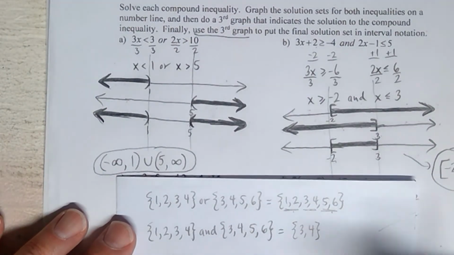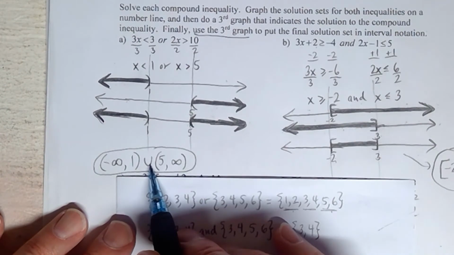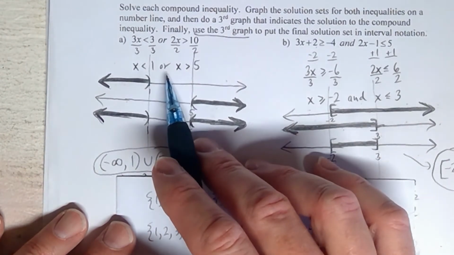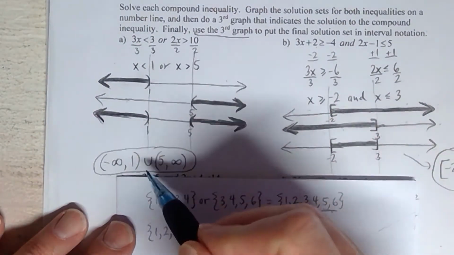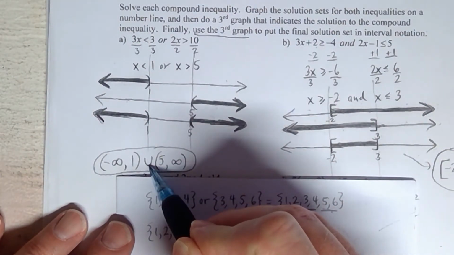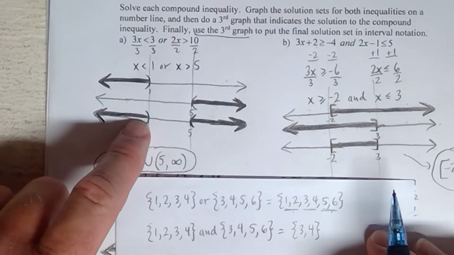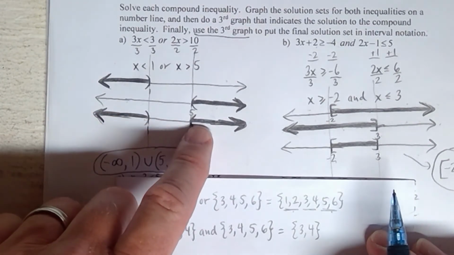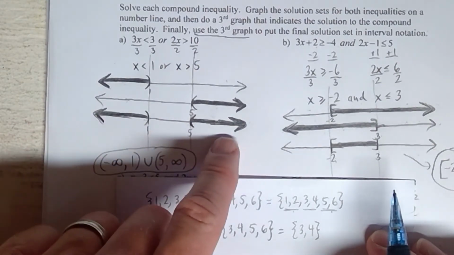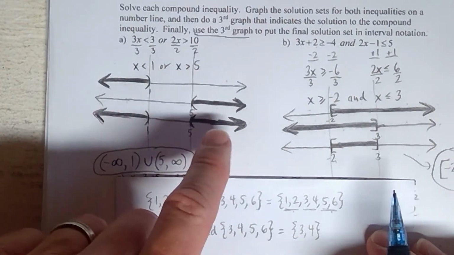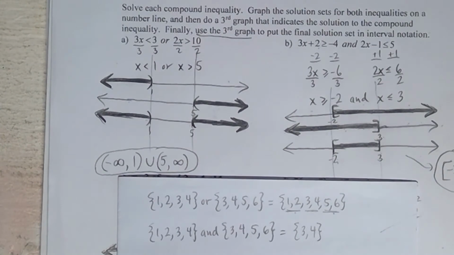Okay, so that's why I use the letter U here, but you could use the word or. Not because this is an or problem, but because the letter U and the word or, either one of those things can be used when the shading stops and then starts back up again as you're moving from left to right. Here it stops at 1 and then it starts back up at 5, and so that's an example of that. Okay.